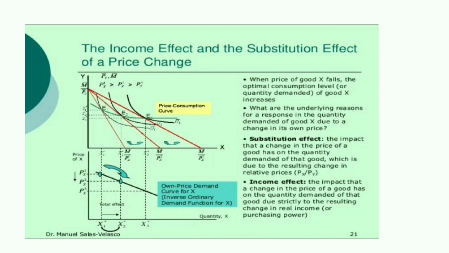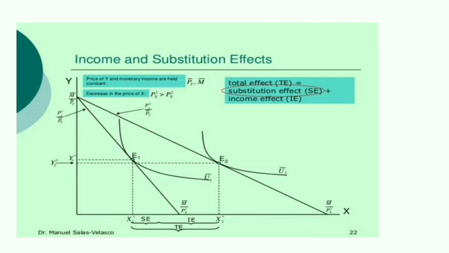The impact that a change in the price of a good has on the quantity demanded of that good, which is due to the resulting change in relative prices. Income effect. The impact that a change in the price of a good has on the quantity demanded of that good due strictly to the resulting change in real income or purchasing power. These are the formulas of income and substitution effects.